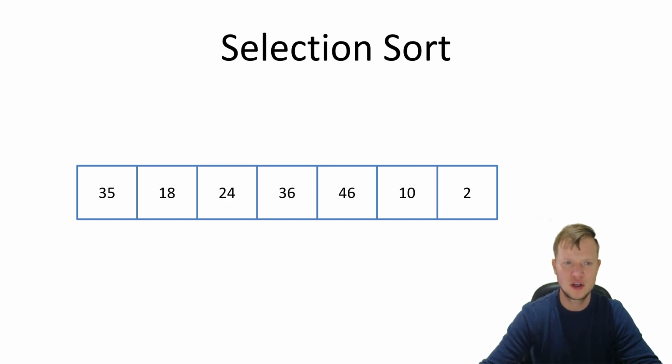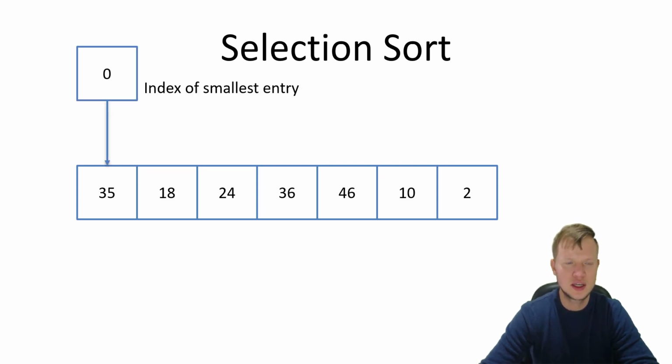Let's say we have an array of 1, 2, 3, 4, 5, 6, 7 elements, and in this array, we need to sort these elements in an ascending order. So how the selection sort will work is, first off, it will declare the first element as the smallest value in this array. So first of all, in the selection sort, we will set the first element as the smallest element.